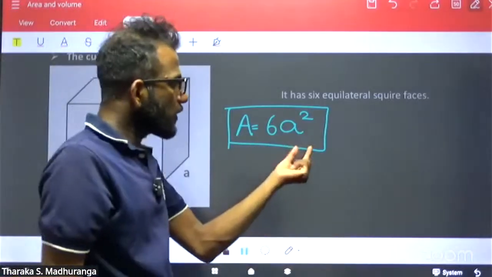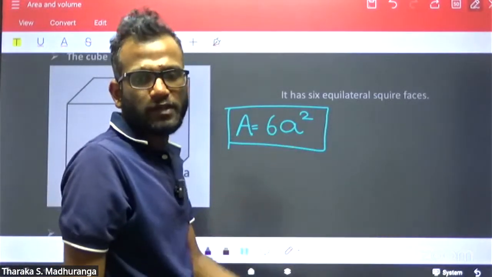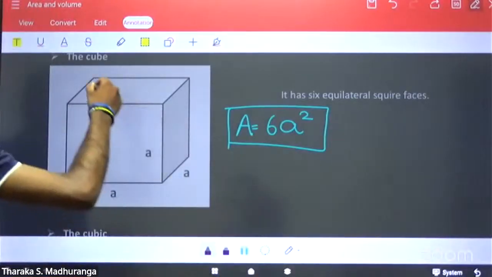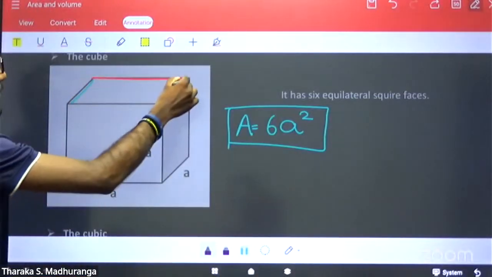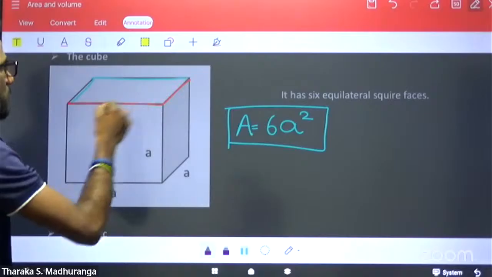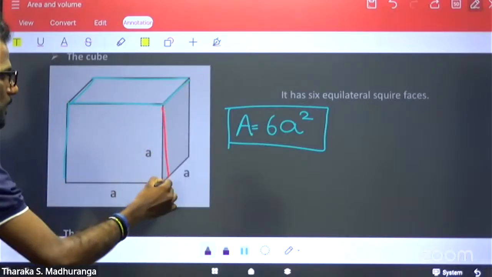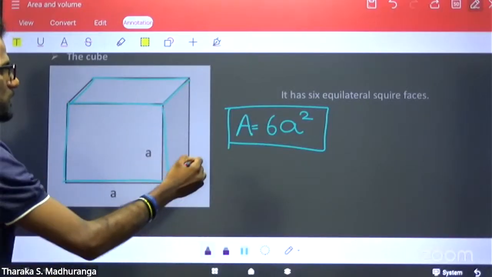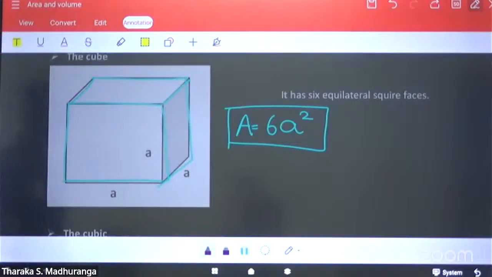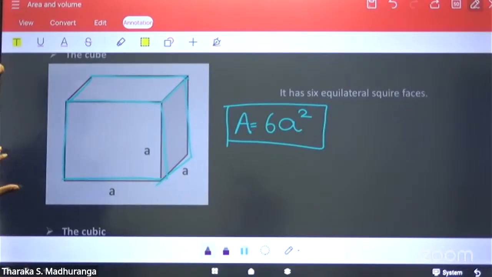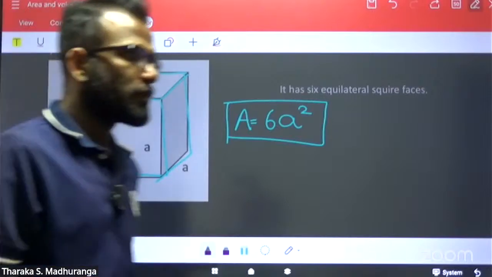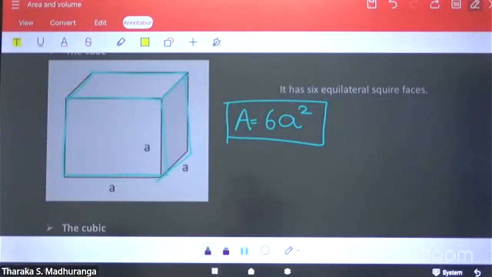One square area multiplied by 6. Draw this diagram and write down the area. Write down the equation: the area equals 6a squared. One square face is a squared, the same type, 6 surfaces.